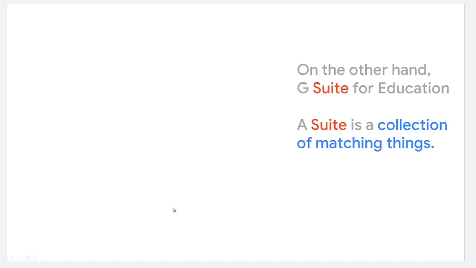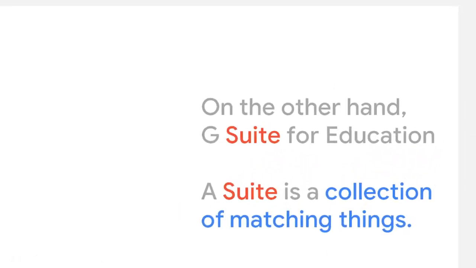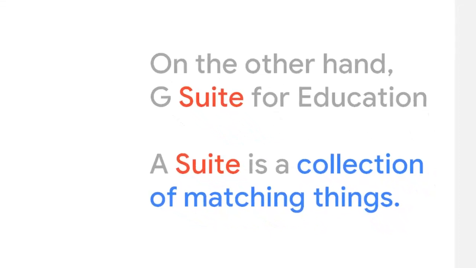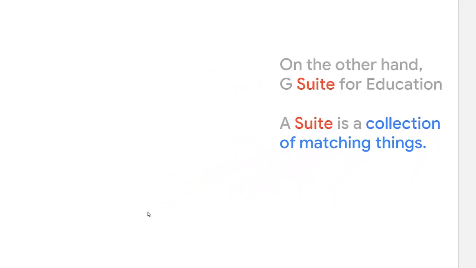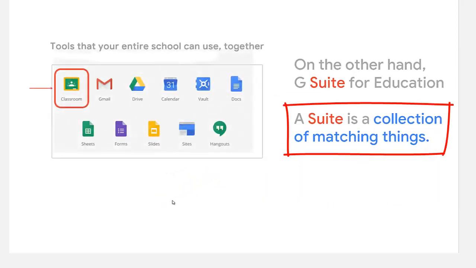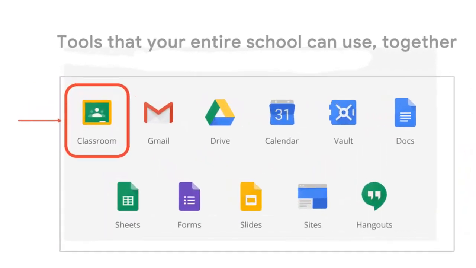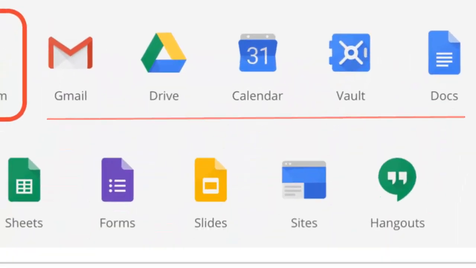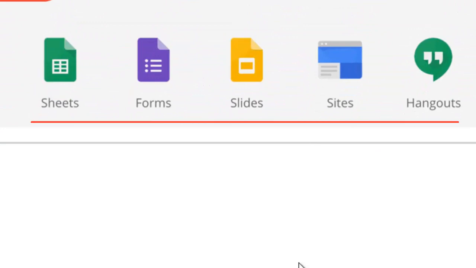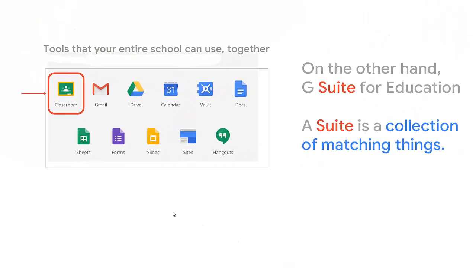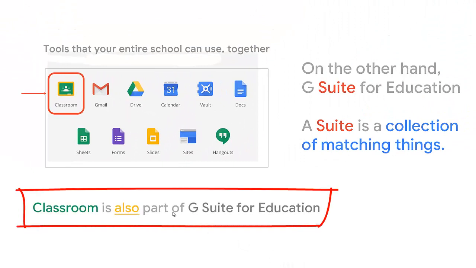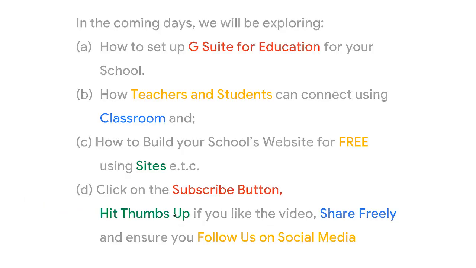So moving on. On the other hand, G Suite for Education. A suite is a collection of matching things. So this is a small idea of the things you could need for a school: Gmail, Drive, Calendar, Vault, Docs, Sheets, Forms, Slides, Sites, and Hangouts. So it's okay for you to say Classroom is also part of G Suite for Education. I think this will bring some clarity.